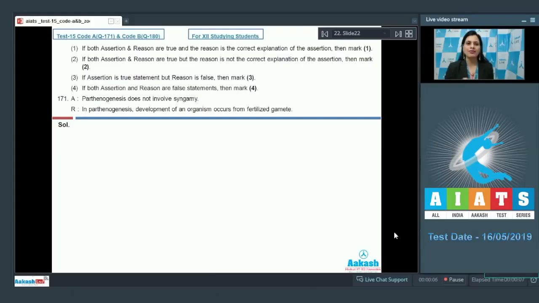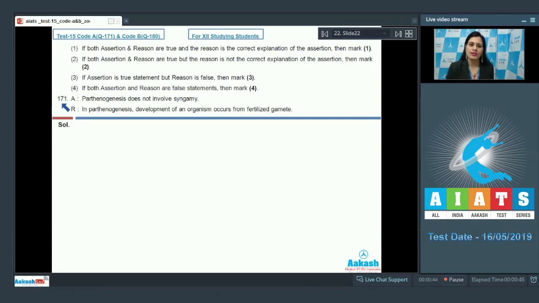Now we have to mark the next of the questions as per these guidelines, and the guidelines are: if both assertion and reason are true and the reason is the correct explanation of the assertion, then mark 1. Second, if both assertion and reason are true but the reason is not the correct explanation of the assertion, then mark 2. Third, if assertion is a true statement but reason is false, then mark 3. Fourth, if both assertion and reason are false statements, then mark 4. And as per these guidelines, we'll mark the rest of the questions.